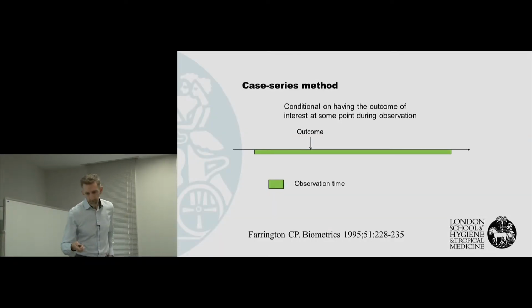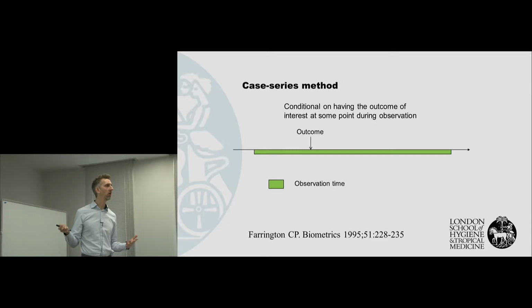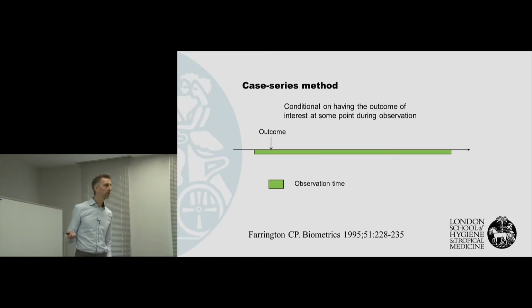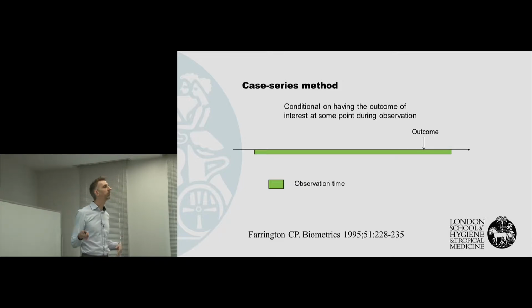So here I'm going to outline a timeline for a single patient who could be included in a study. For a self-controlled case series, which is what we're going to talk about first, this is an observation period. The green represents the period of time over which we observe a patient. The patient can have the outcome at any point over the observation period. In fact, it's really important that they're able to have the outcome at any time.